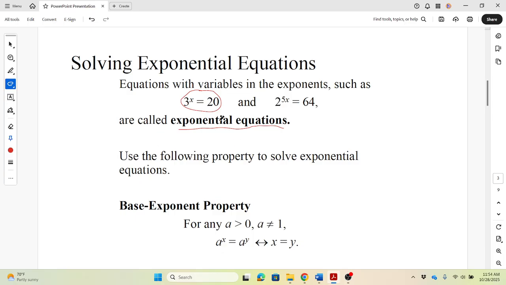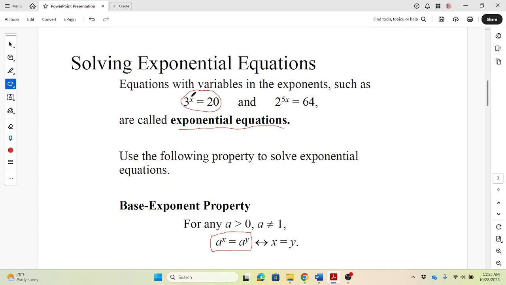How do we solve it? The first thing is, if you have the same base, or if you can convert your equation in a way that both sides can be expressed as the same base, then we can use the base exponent property. Here, a to the power x equals a to the power y. It means the exponents have to be equal.